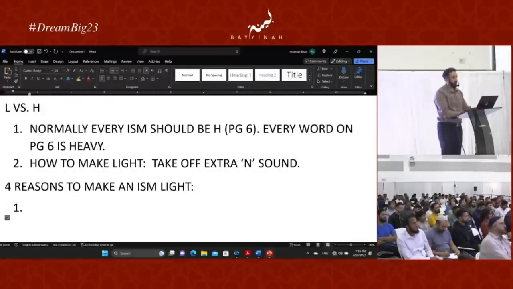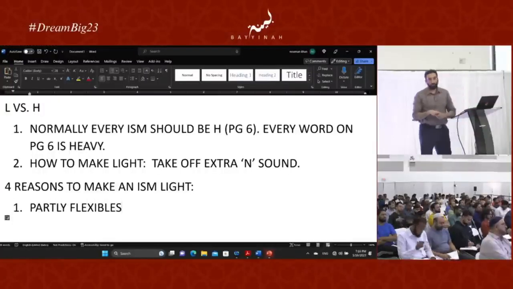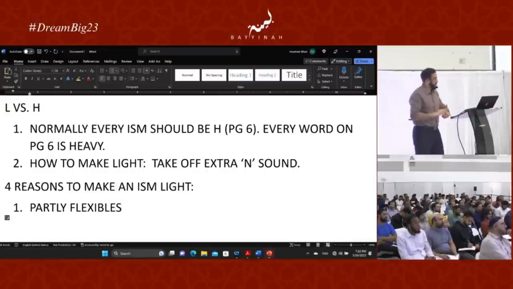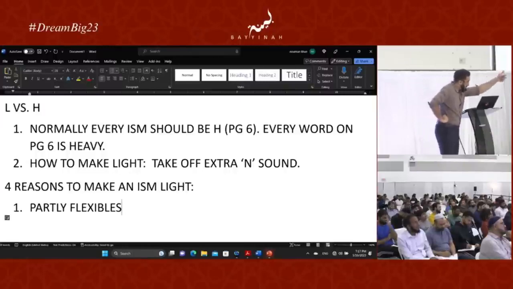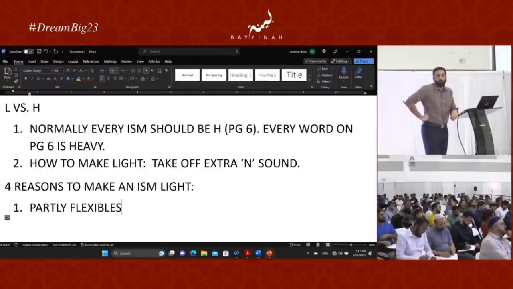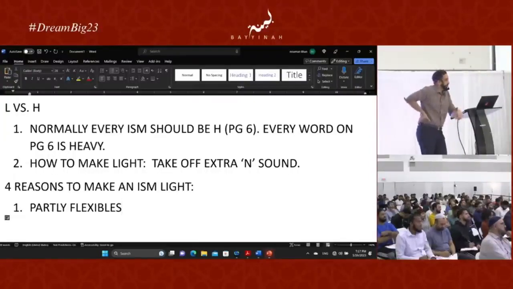Number 1, partly flexibles. Do you know what that is? Give me an example of a partly flexible. What are the 2 categories you know of partly flexibles? Places and non-Arab names. And what did you learn about them? A. Isn't that light? That's category 1. I taught it to you without telling you. Okay.